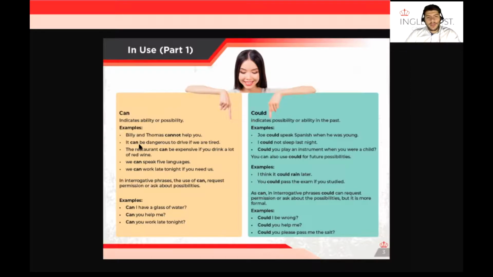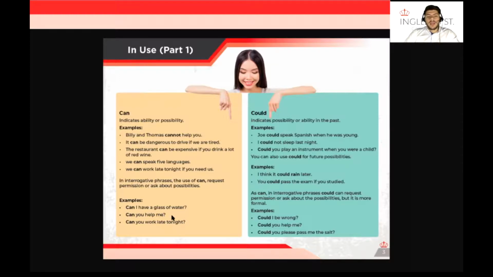Another rule is that in order to make it negative, as in the first example, there is no need of another auxiliary. We only have to add the word not. And here we have cannot, but there's another way to make can negative. Do you remember how? Yes, can't. Exactly, n apostrophe t. And in order to make questions, we have to use the modal verb and move it to the front of the sentence, like over here. It says, can I have a glass of water? Can you help me?